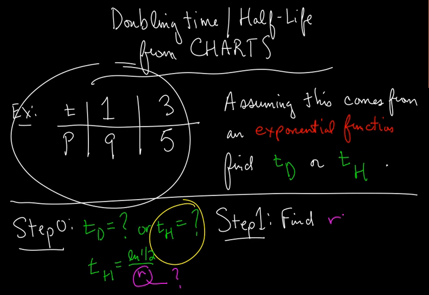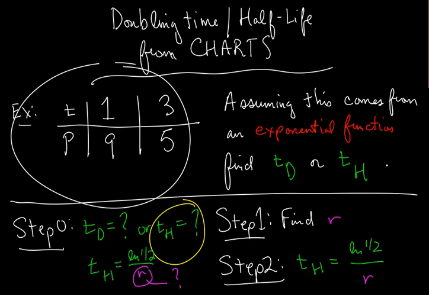And of course, once you've found R, all you need to do is plug it into this formula for TH. So the final step, step 2, is going to be simply to use the formula: TH is equal to ln of a half divided by R. So it's basically 2 steps. The first step is really just an observation you have to make, where you look at the chart and you realize, oh, I can solve for a doubling time, or oh, I can solve for a half-life. You can't solve for both because exponential functions can't be both decaying and growing at the same time.